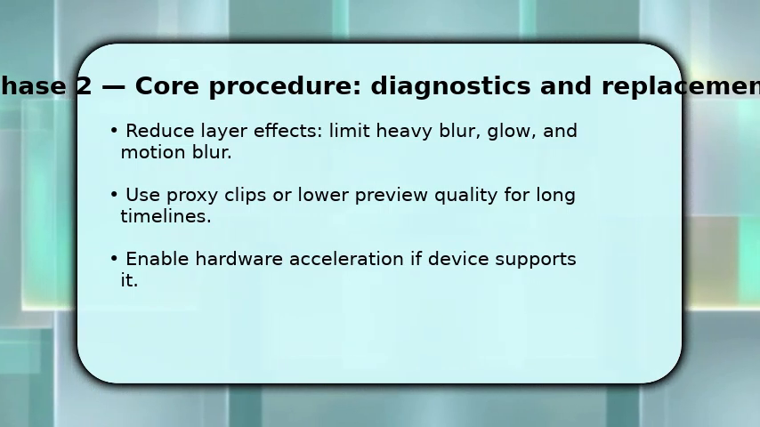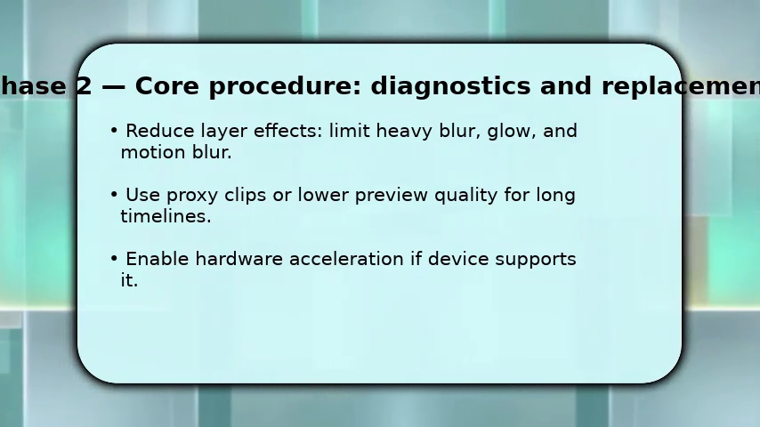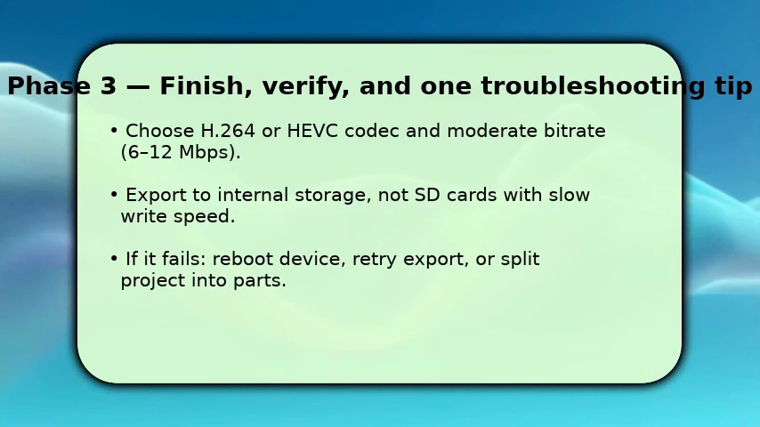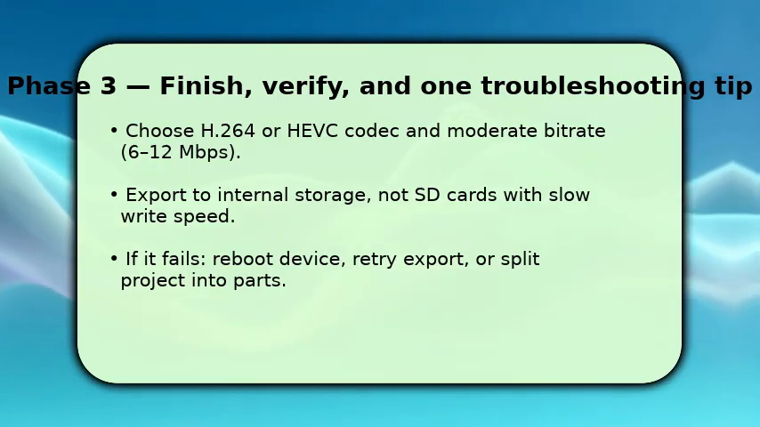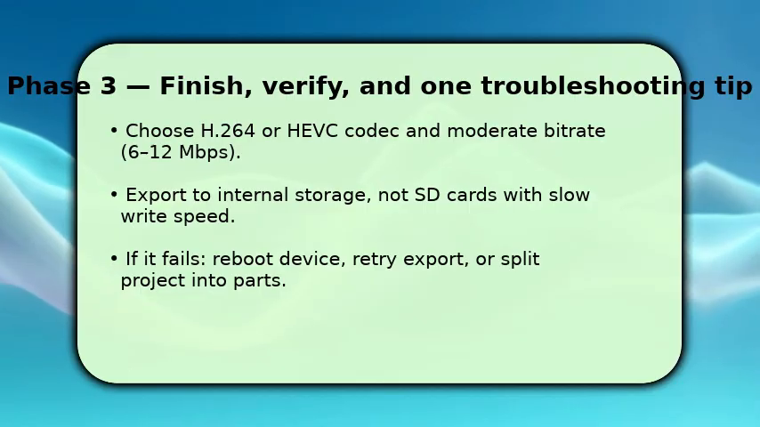Finally, pick the right export parameters. Choose H.264 or HEVC and set a moderate bitrate between 6 and 12 Mbps to balance quality and speed. Export to the device internal storage. Slow SD cards can cause apparent lag or failed writes.